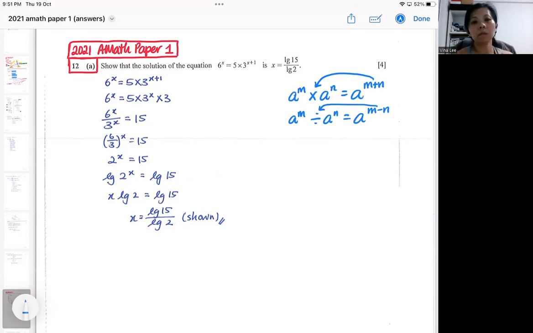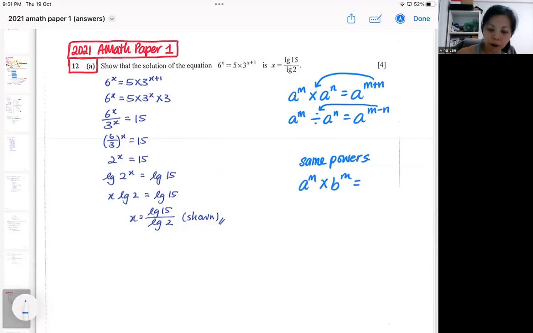Okay, so in this question, you are supposed to solve an exponential equation to show that x is equal to that value. Your objective is to put all the x to one side. Why do I want to do that? Because there is an indices rule that says same power. So same powers, it's something like this.